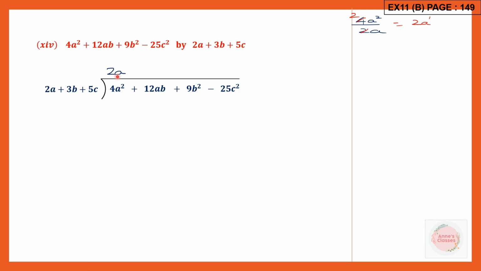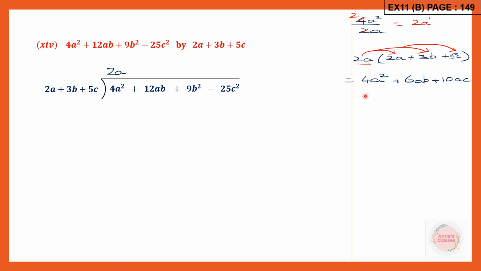Now we have to multiply 2a into every term here. So let's take it here and write. So 2a into 2a plus 3b plus 5c. So let's multiply 2a first into 2a. 2 2s are 4 and a into a is a square. Now we multiply 2a into 3b. The sign is plus. 2 3s are 6. A into b is ab. Then we multiply that into 5c. The sign is plus. 2 5s are 10. A into c is ac.